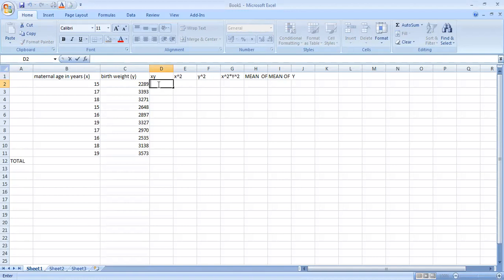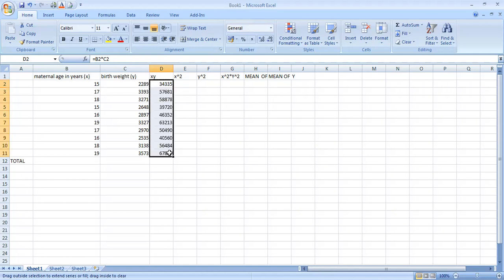Then you find xy. You just multiply. So you say equals 15 multiplied by that. That's your number. Then you hold the first key on your laptop and you drag this down. It means that it's using the formula for all of them. So you found the answers.